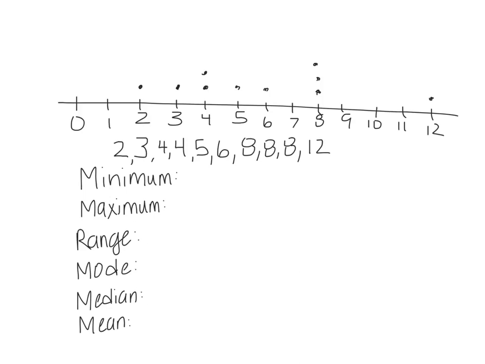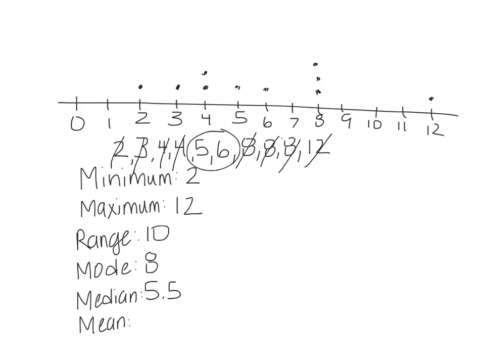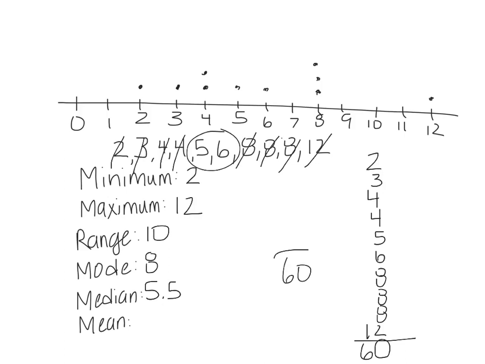So my minimum, smallest number, 2. Maximum, biggest number, 12. The range, maximum minus minimum, 12 minus 2, 10. The mode, most common, 8. Median, cross off till I get to the middle, 5 and 6, what's right in between, 5.5. And then my mean, I will add all of these up, and you might be noticing that these numbers are familiar. Yes, I just used the same set of numbers I had before, but it works just the same.